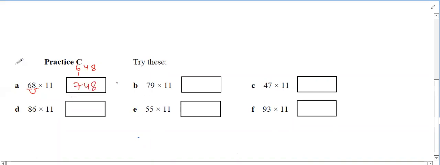Good. B1. Yes, sir. Sir, we need to write 7 as it is. 7 plus 9 is 16. And then 9. So our answer will be 869.